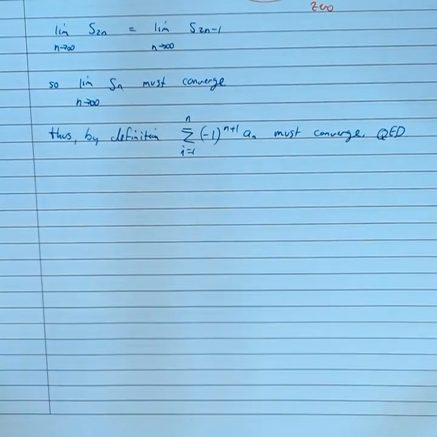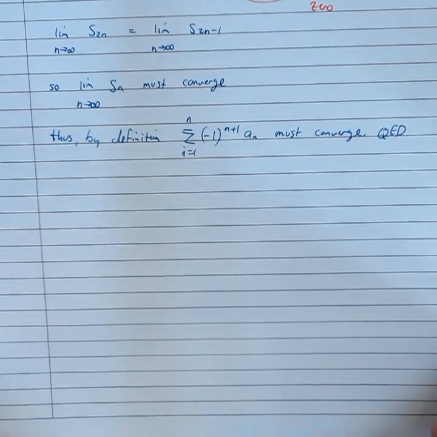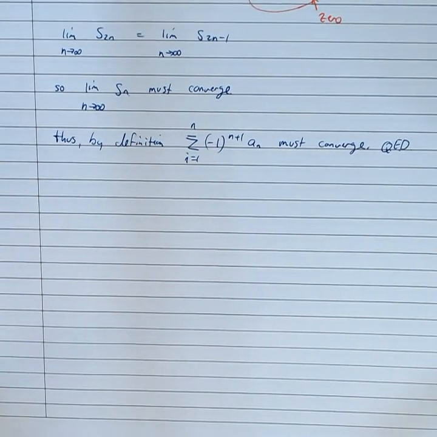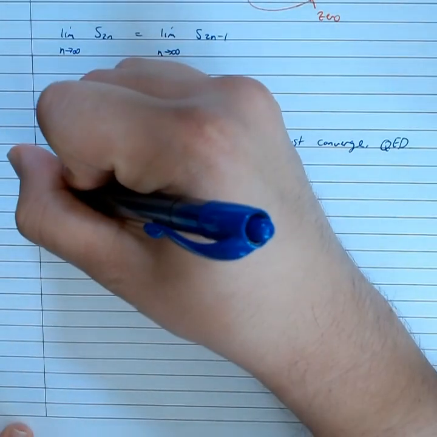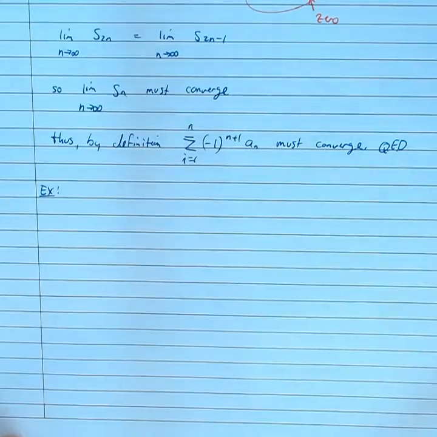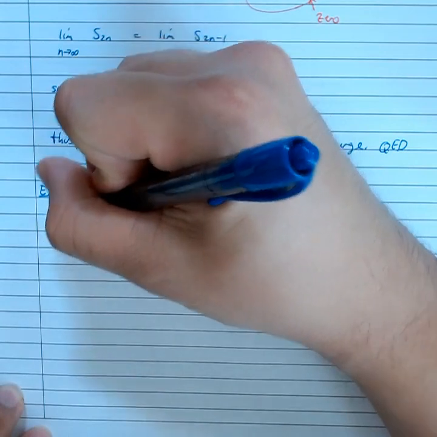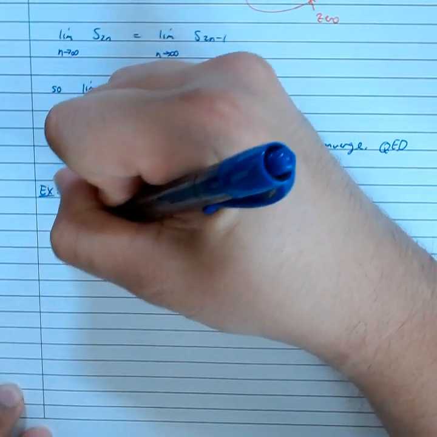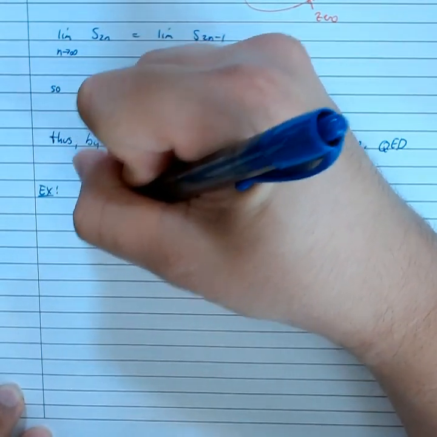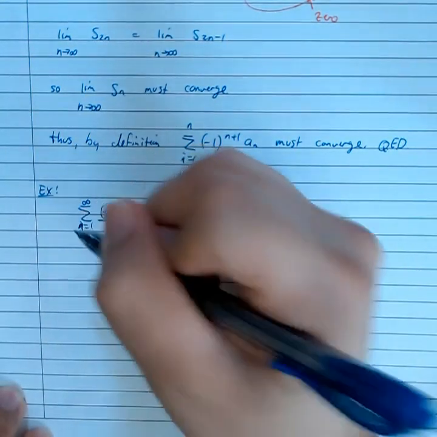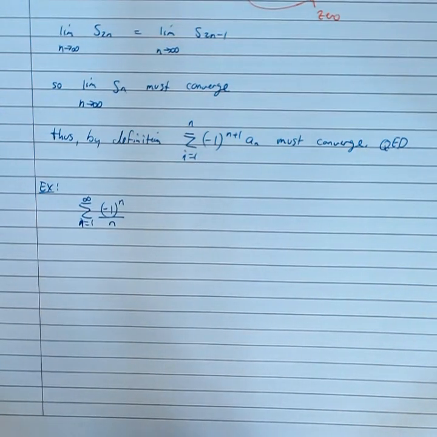To show that an alternating series converges is almost trivial, because all you really have to do is confirm that the limit of the nth term approaches 0. All right? So let's take a look at an example of that. Let's say we have the sum from n goes from 1 to infinity of minus 1 to the power n over n.